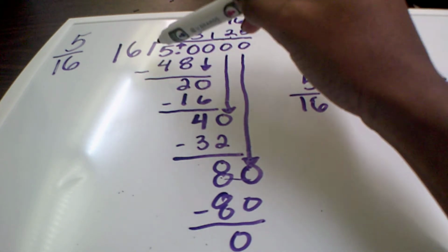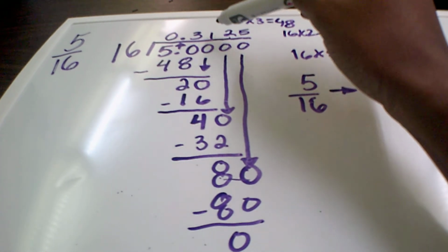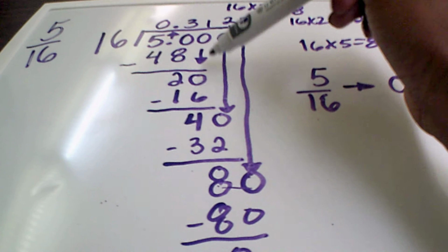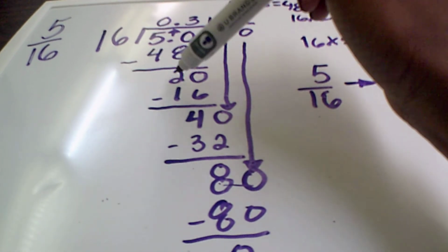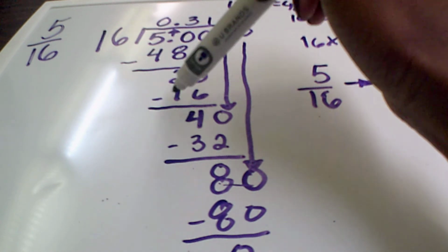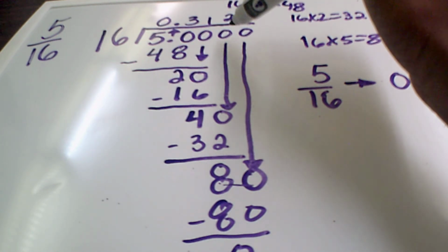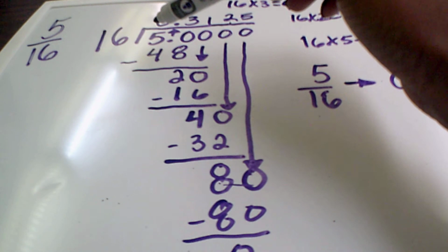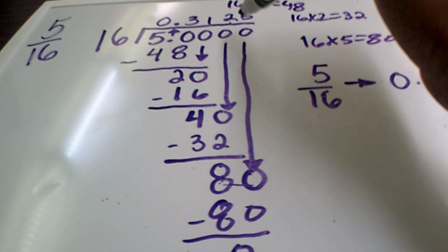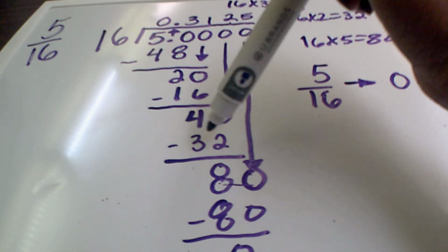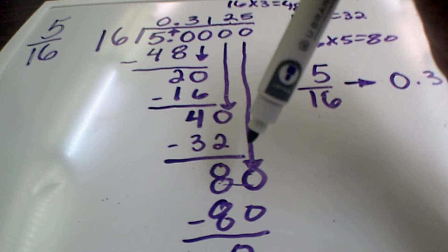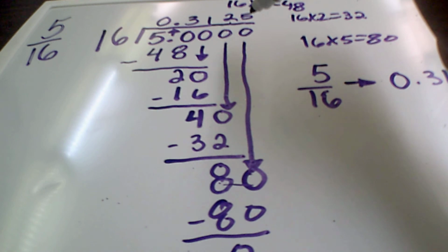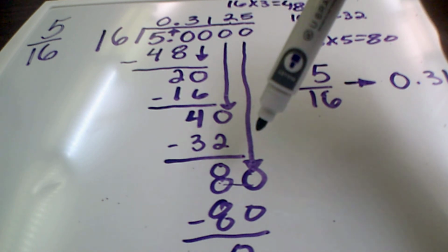We have 20 now. 16 goes into 20 1 time. And then we do it again. 16 times 1, 16. 20 minus 16 is 4. Bring down our 0. We have 40. 16 goes into 40 2 times. 16 times 2 will get you 32. 40 minus 32 is 8. Alright, we're still not done. So we need to bring down another 0.